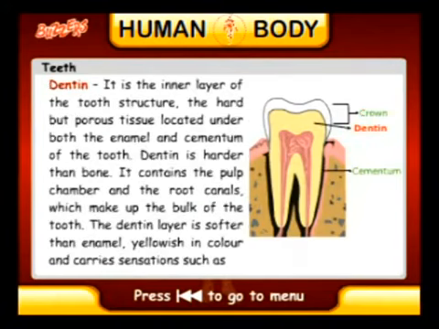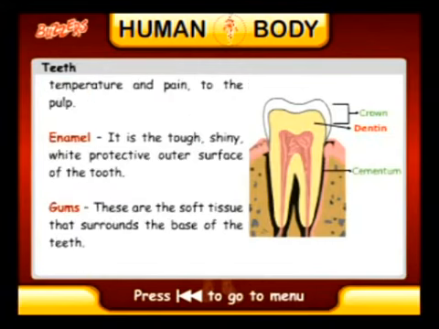Dentin. It is the inner layer of the tooth structure, the hard but porous tissue located under both the enamel and cementum of the tooth. Dentin is harder than bone. It contains the pulp chamber and the root canals, which make up the bulk of the tooth. The dentin layer is softer than enamel, yellowish in color, and carries sensations such as temperature and pain to the pulp. Enamel. It is the tough, shiny, white, protective outer surface of the tooth.